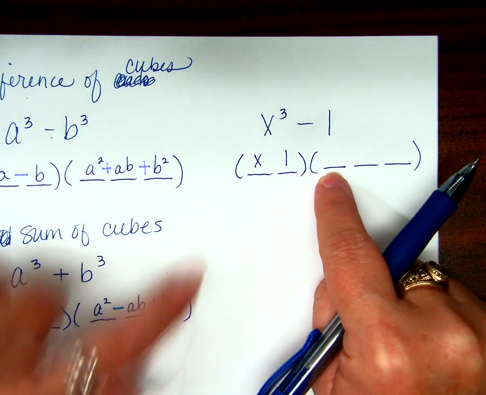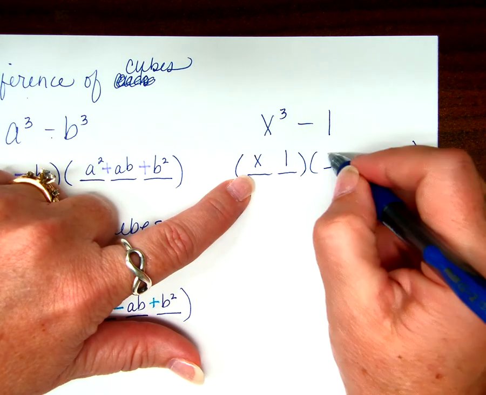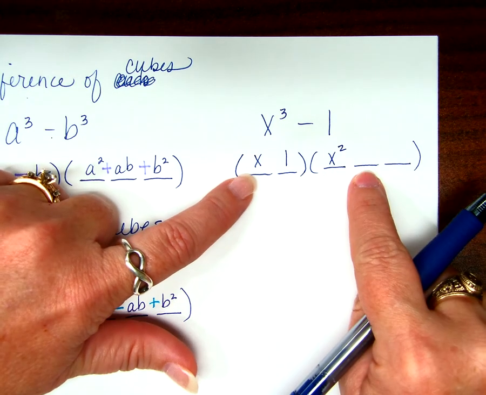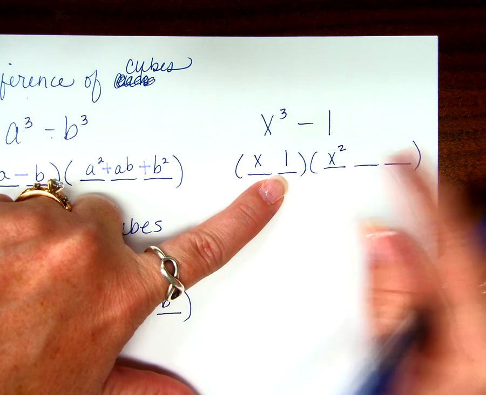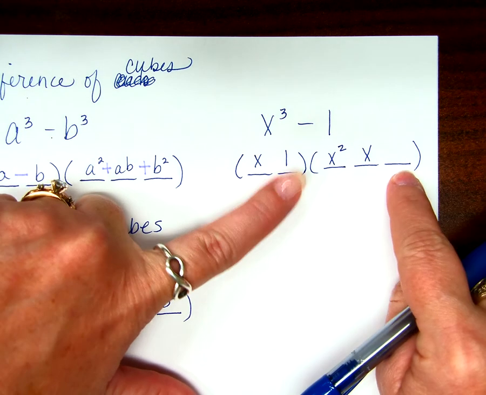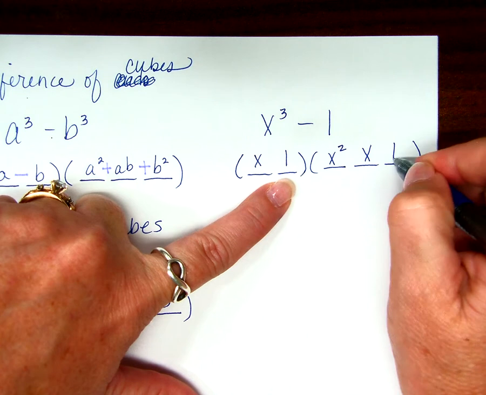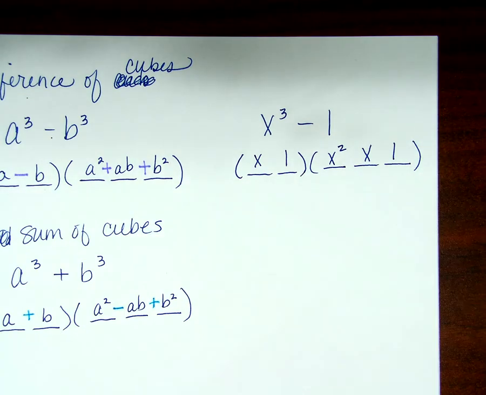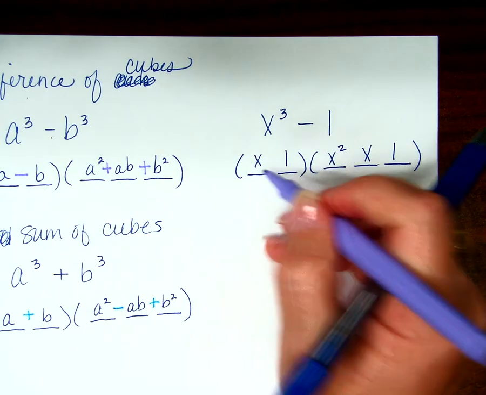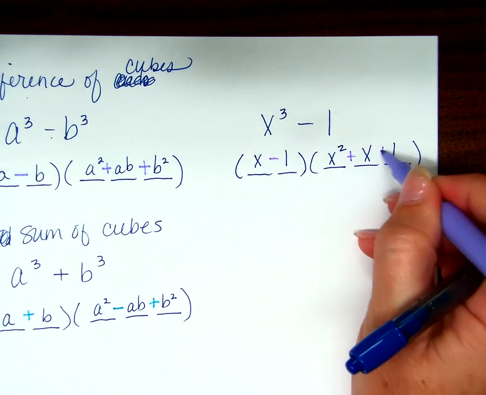Square the first term, x squared. Multiply the first times the second, x. Square the second term, 1. What are the signs? Minus, plus, plus. Minus, plus, plus.